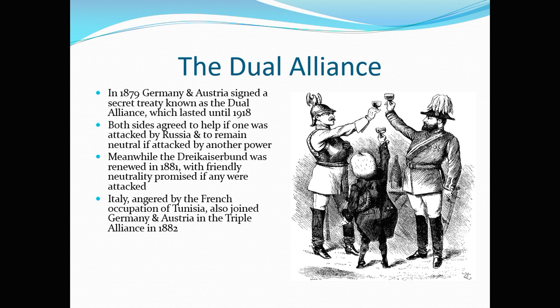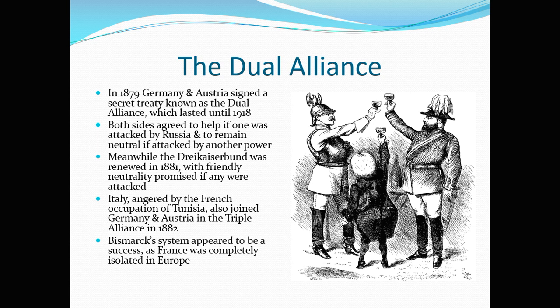And that's what this picture is showing here. The Triple Alliance, the idea being Germany and Austria, and then the little short guy who can't reach up his glass high enough is supposed to be Italy, reflecting the fact that Italy is not a major military power in the European theatre. However, for Bismarck, this all seemed to be going well.